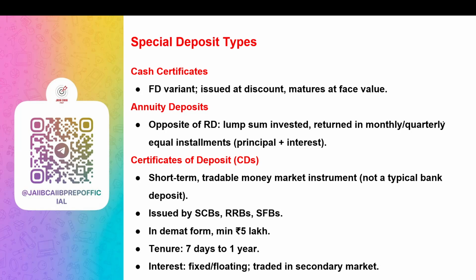Annuity deposits. An annuity deposit is just the opposite of recurring deposits. The customer deposits a lump sum and the bank returns it in equal monthly or quarterly installments, and each installment includes a principal and interest component. For example, a person deposited a sum of rupees 1 lakh for 5 years with quarterly payout of 20 equal payments. So here the bank will pay him 20 equal payments, where interest is also included at the time of payments.